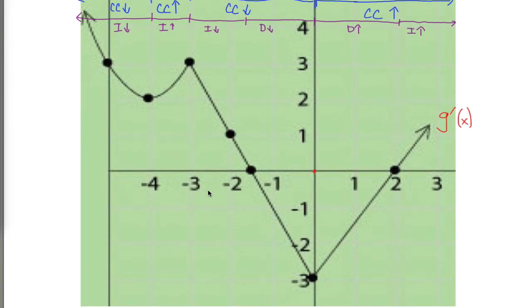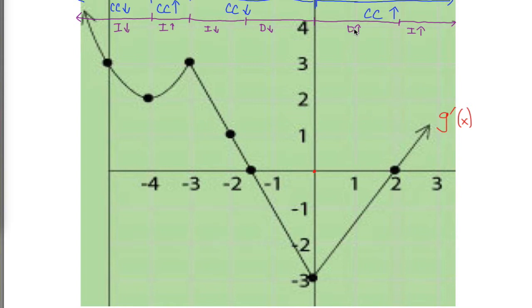Apparently I'm doing it in red. That goes through this point 0, 0. That follows the shape given on each of these different intervals. You can go left to right, or right to left. It's easier to go left to right. So let's start by going left to right.